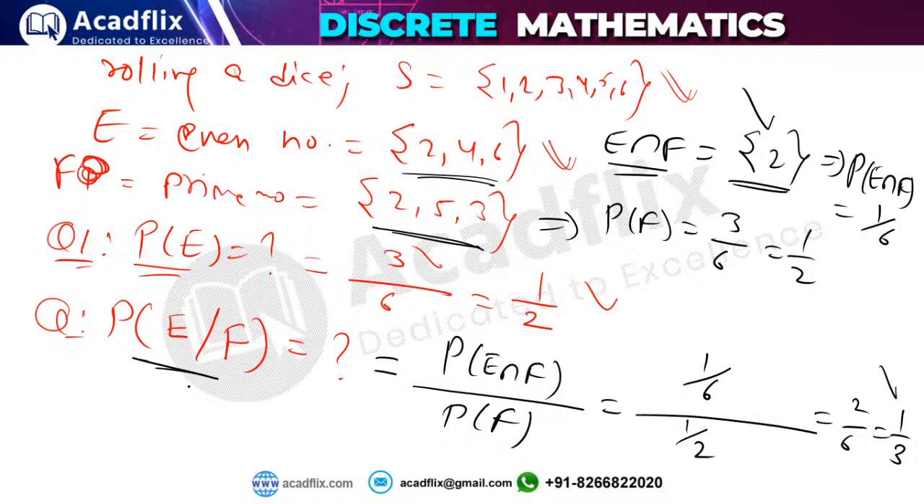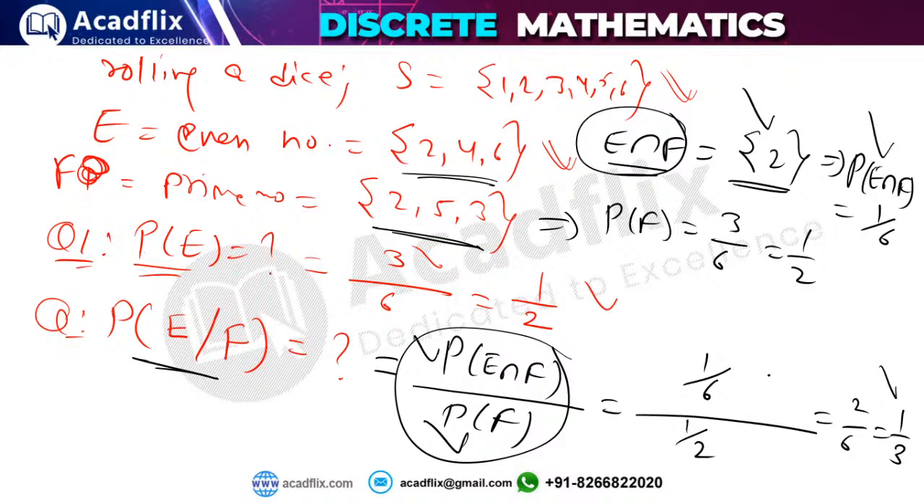Monica, probability can never be more than 1. Anyway, so this is how you can solve. This is a very easy formula. You can very easily find the probability of F. You can very easily find what is E intersection F. Once you find E intersection F, then you can find the probability of E intersection F. So the probability of E intersection F is 1 by 6. The probability of F is 1 by 2. The answer will be 1 by 3.